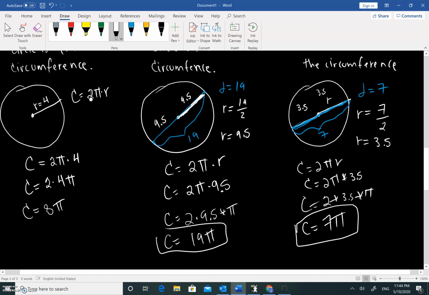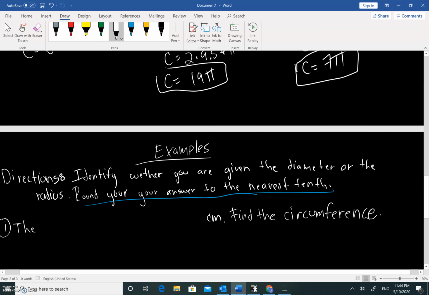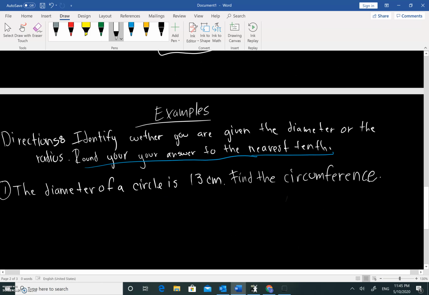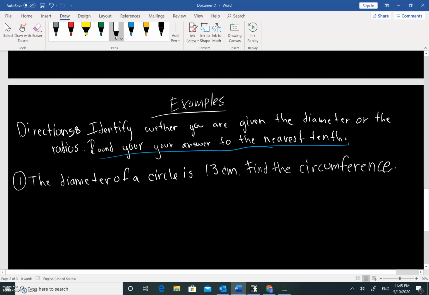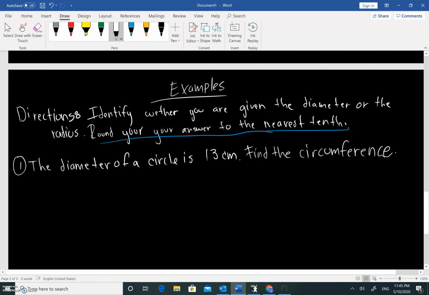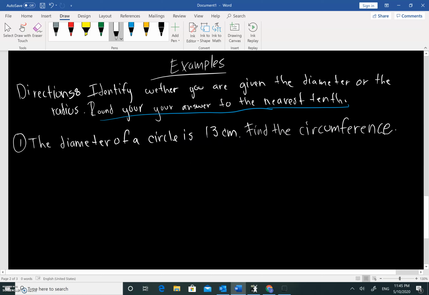Okay, now let's go over the second type of questions. The second type of questions is asking you to round to the nearest tenth. So let's go over a quick example for that. The diameter of a circle is 13 centimeters. Find the circumference. Oh, that's a really bad circle. Let me try that again. That's a little bit better.